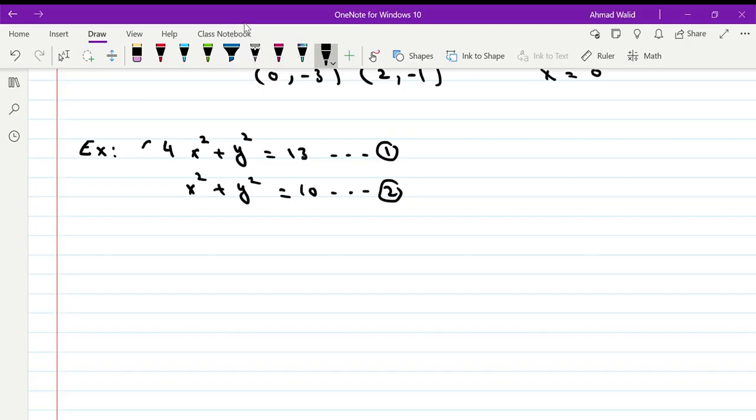Make a note. If both given equations in the system are nonlinear, use the elimination method. Use what? Elimination method.